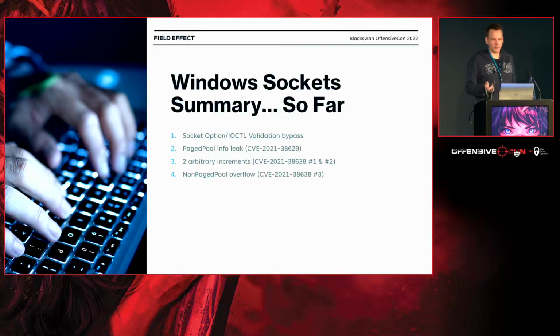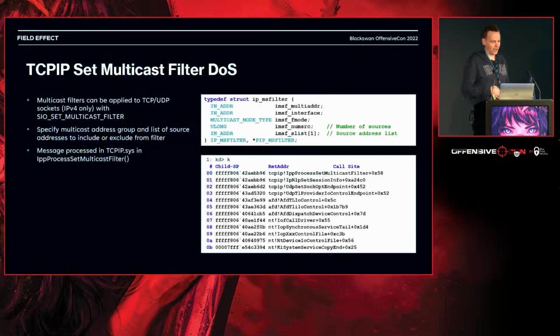In this case, I started looking through ones that didn't require the ioctl validation bypass. It turned out there were some more bugs. The first one is the set multicast filter option. This is for when you're using a multicast address and you want to filter some addresses in or out. You can set filters on the socket, and it takes in a list of addresses. This particular one is IPv4 only, so you have a bunch of 4-byte addresses in a list of arbitrary size. Well, there's a limit on the size.